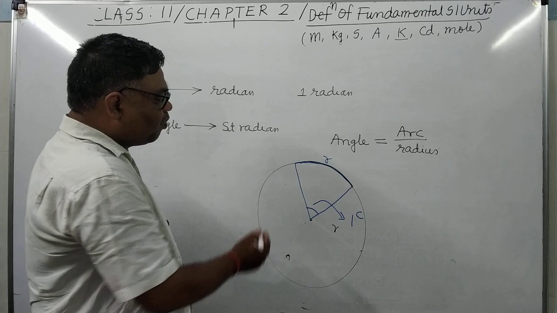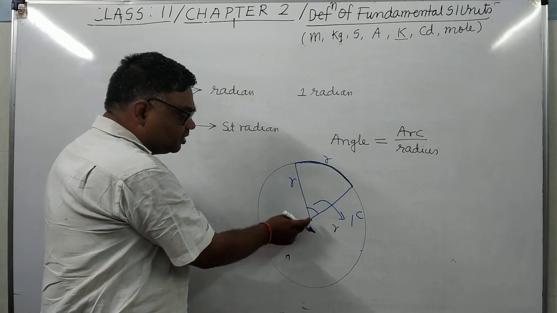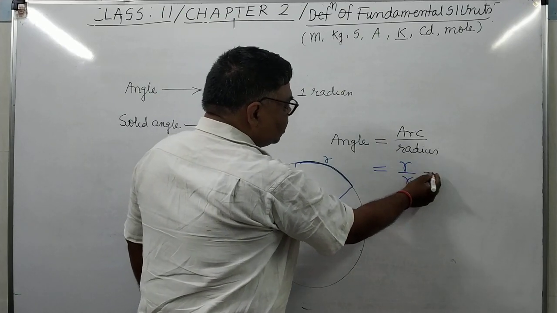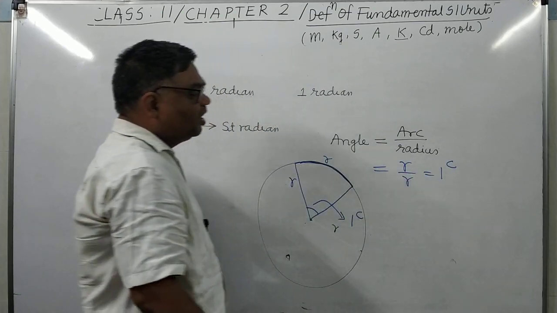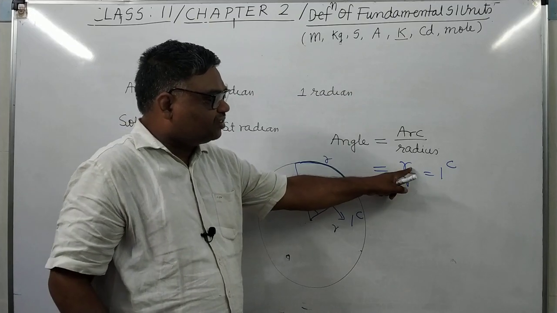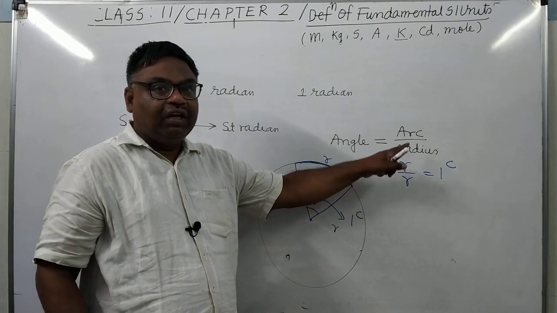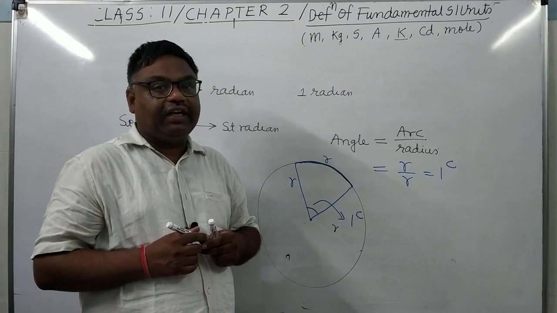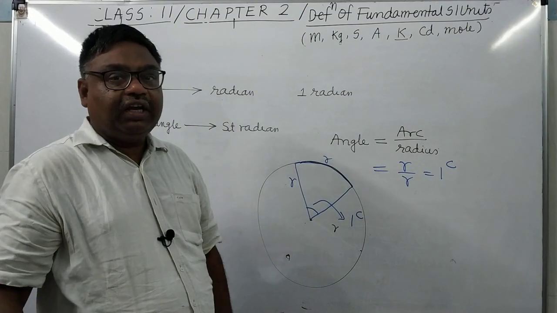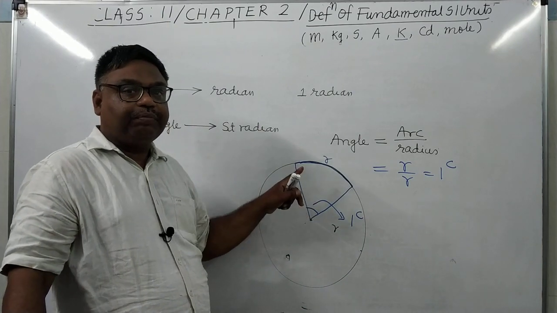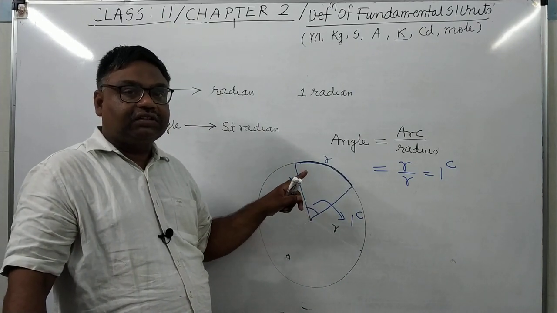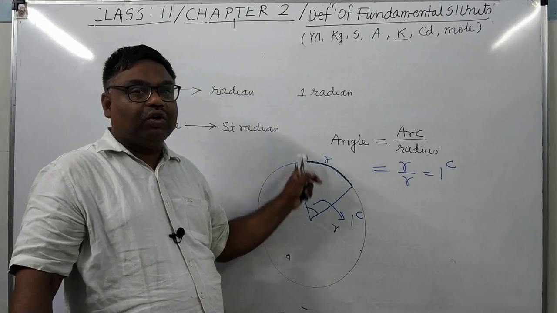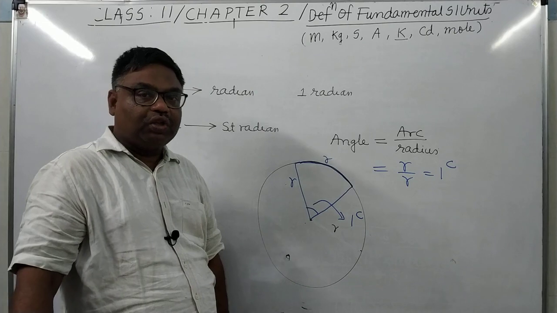It's clear? And why will it be equal to 1 radian? Radius is r, length of arc is also r. So r upon r equals 1 radian. It has no unit: r centimeter upon r centimeter, no unit. So one arbitrary unit has been given, which is called the radian. So what is 1 radian? It is the plane angle subtended by an arc of the circle at its center, whose length is equal to the radius.